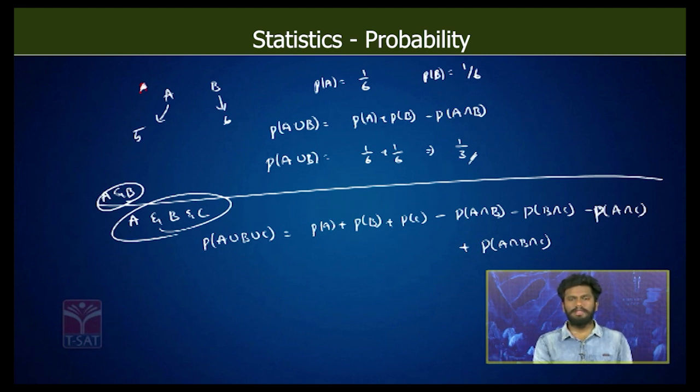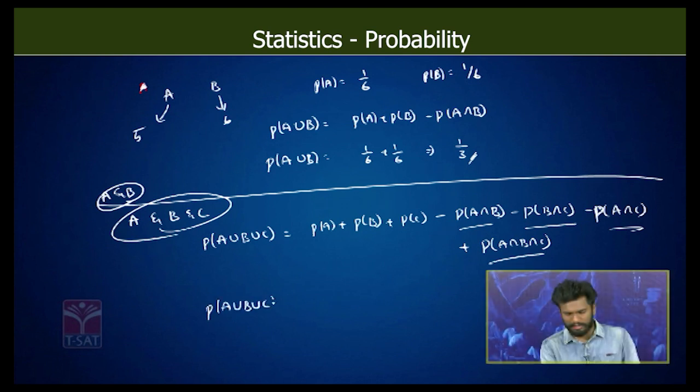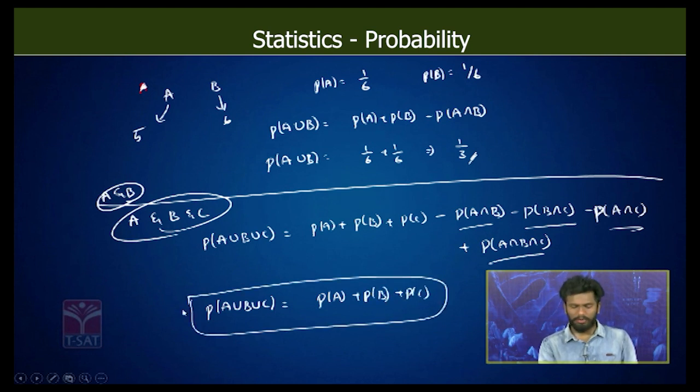Probability of A union B union C is given by probability of A plus probability of B plus probability of C minus probability of A intersection B minus probability of B intersection C minus probability of A intersection C plus probability of A intersection B intersection C. In the same way, when these three events are mutually disjoint sets, these intersection parts all will become 0. Then probability of A union B union C will become probability of A plus probability of B plus probability of C when the three are mutually disjoint sets.